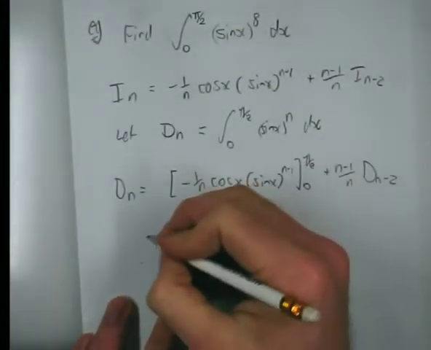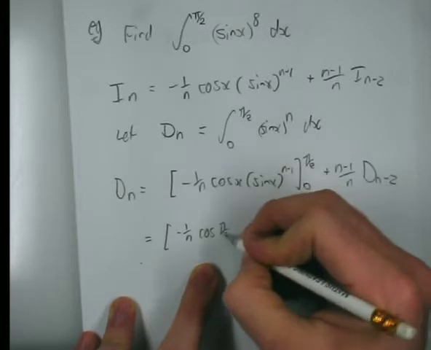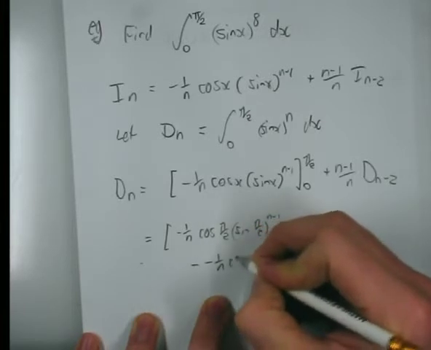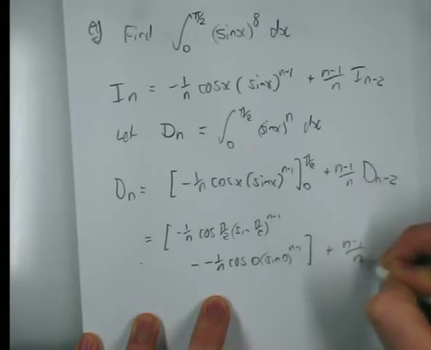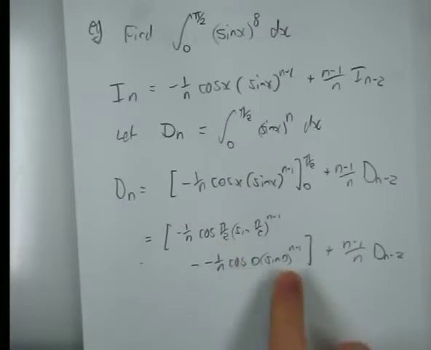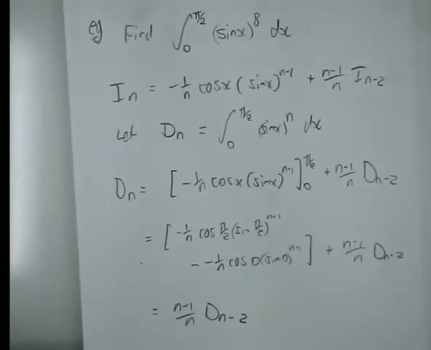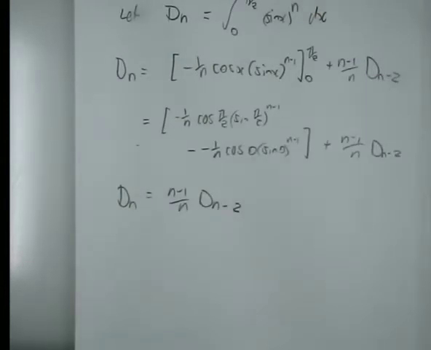And then when I sub this in, cos of pi on 2 is 0. Sine of 0 is 0. So this is 0. And I have a way simpler formula. And that, my friends, is totally easier.